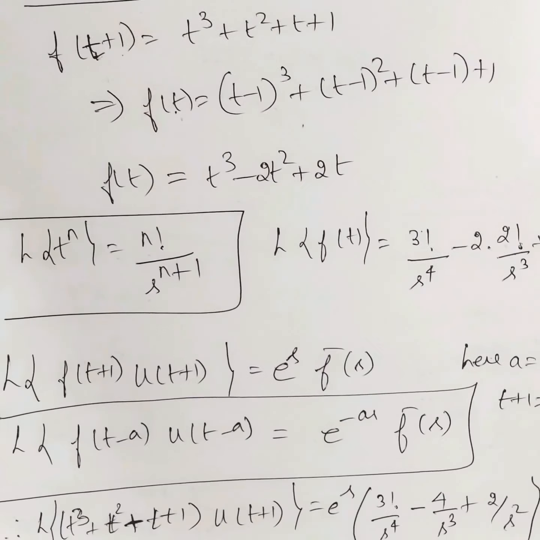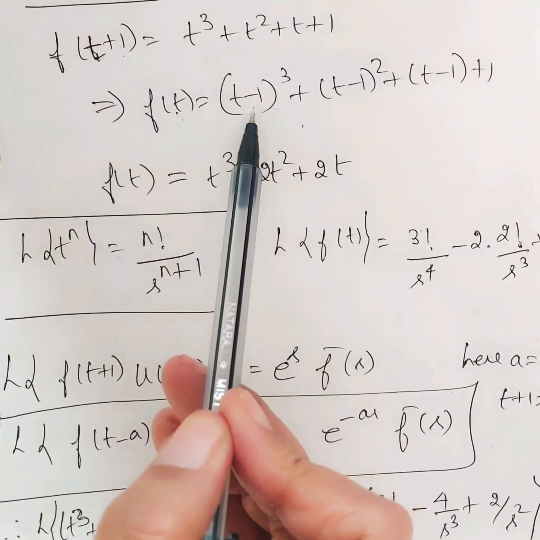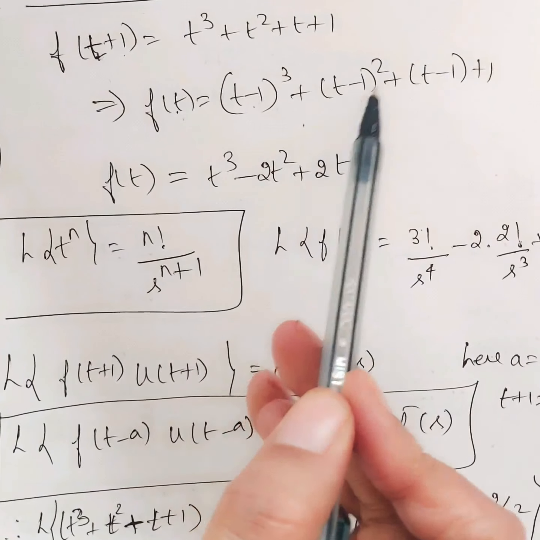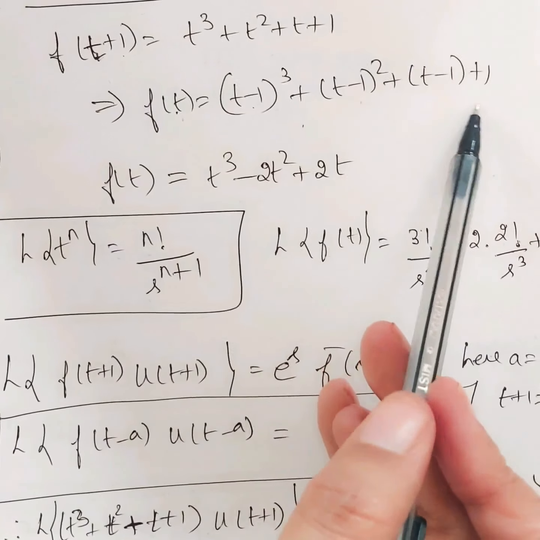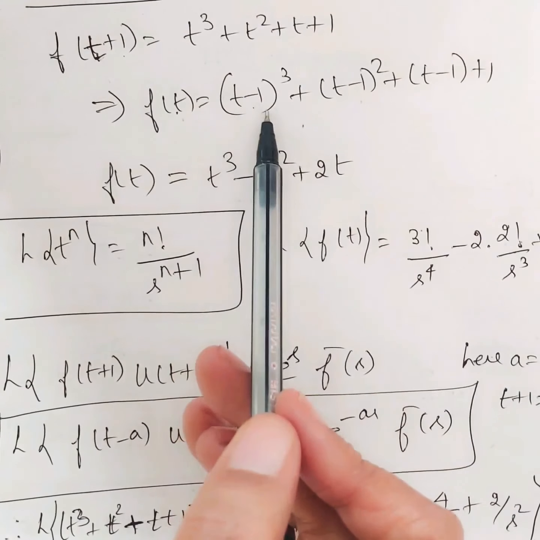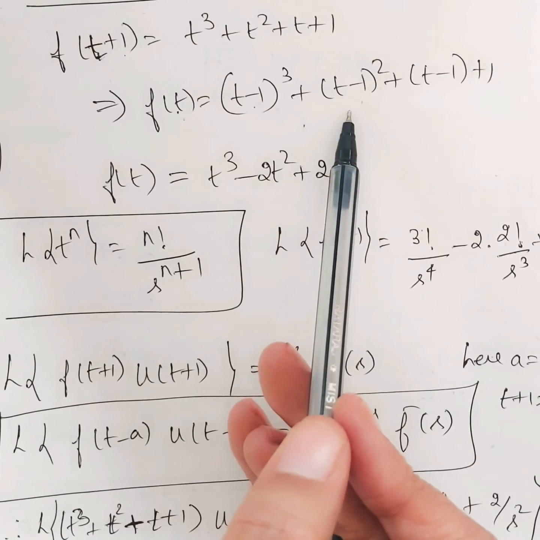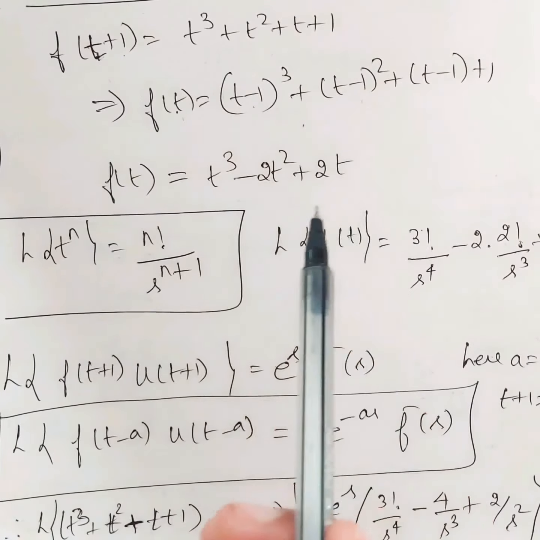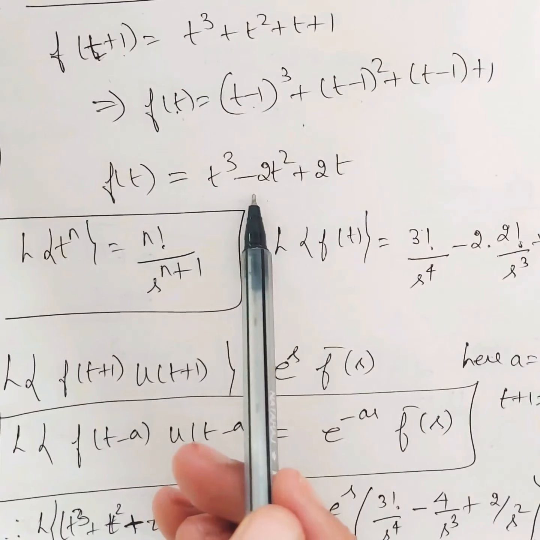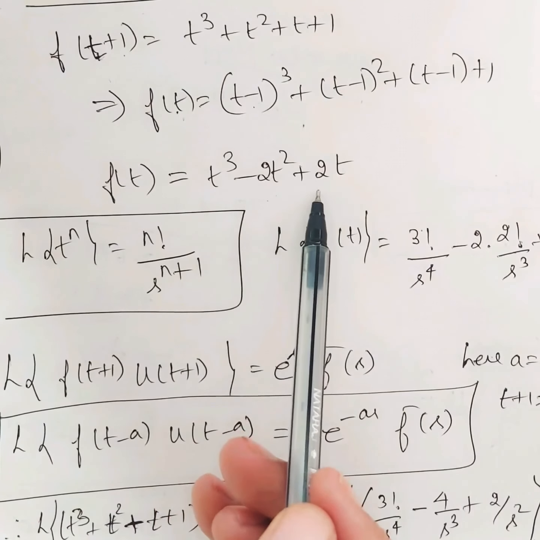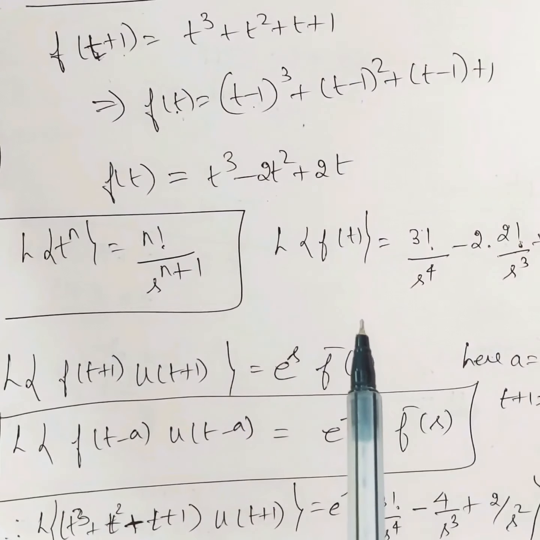So wherever t is there, I have replaced t minus 1 the whole cube plus t minus 1 the whole square plus t minus 1 plus 1. Simplify it. This is a minus b the whole cube, a minus b the whole square, and then group the terms. So finally you will get t cube minus 2t square plus 2t. Please be careful with the simplification.